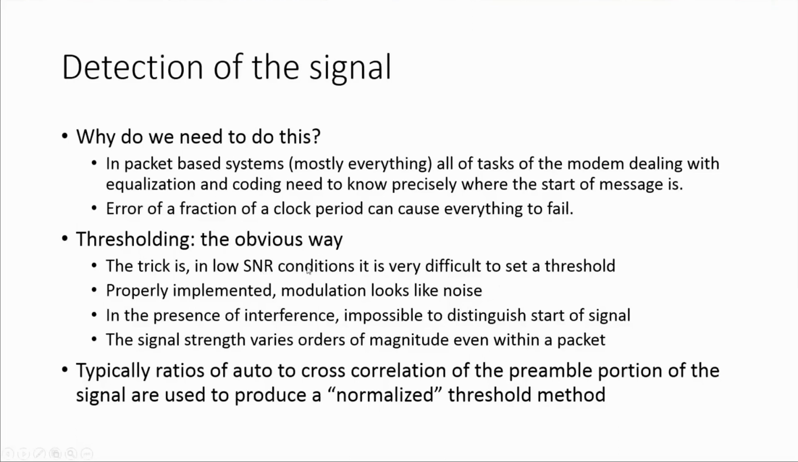And then if there's interference, which might be larger than the signal, there's no way to distinguish the start of the signal. And then, of course, the signal strength varies orders of magnitude, even within a packet, especially when there's strong multipath. A typical way to do this is with an auto and cross-correlation relationship of a preamble, which is a special portion of the packet with a modulation that's crafted that doesn't contain bits. It's just used to do synchronization.